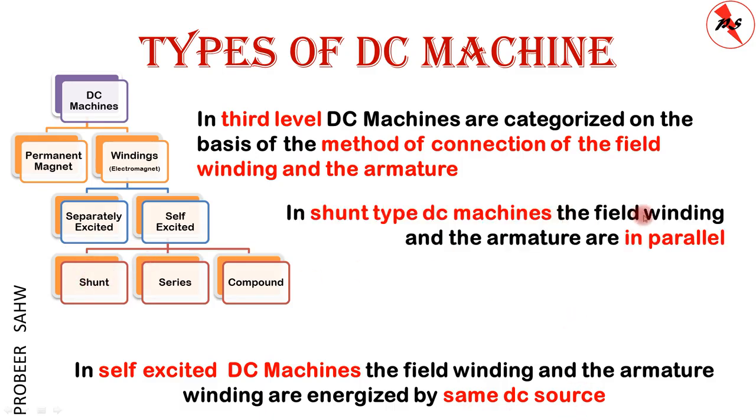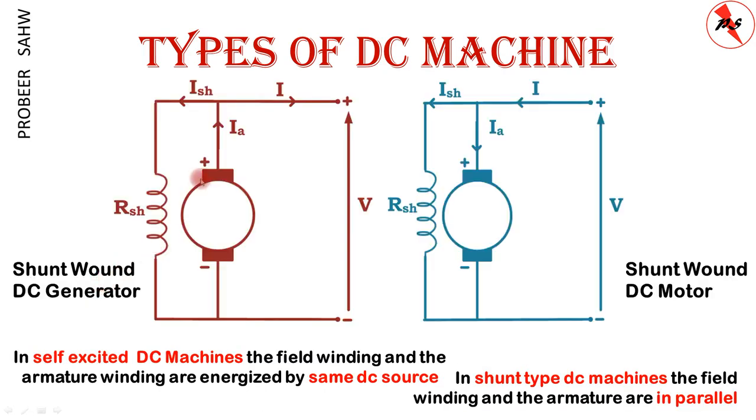In shunt type of DC machines, the field winding is kept in parallel to the armature. This is also known as a shunt wound DC machine. So self-excited machines in which armature winding and field winding are energized by the same source, and part of it is the shunt type of DC machine in which the field winding is in parallel to the armature winding. So this is a shunt wound DC generator and this is a shunt wound DC motor. We can see the field winding and the armature are supplied by the same source, and the field winding is in parallel to the armature.